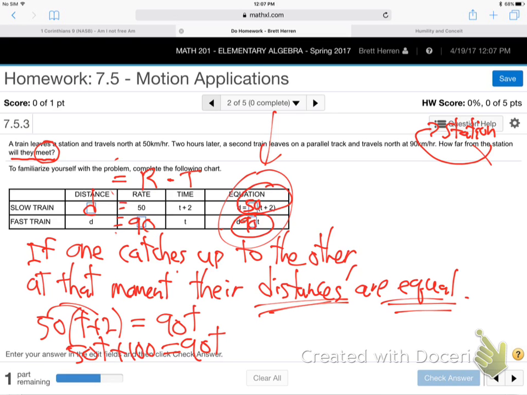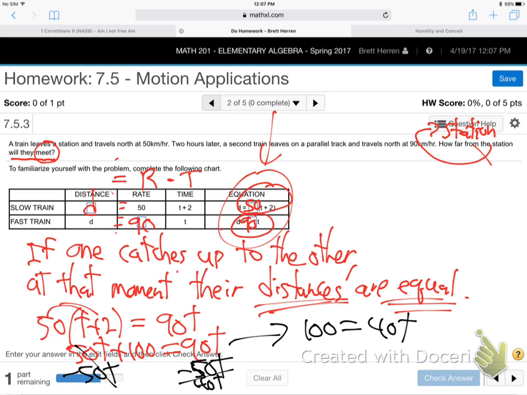Right, I just distributed. How do you solve for t? Yeah, remember when you have the letter on both sides, you get rid of one of them, so subtract 50t from both sides. Gonzo. So we get 100 equals 40t. Is that good? 90 minus 50 is 40t. Divide by 40. What is that, 2.5? Yeah. Time is 2.5. That's what they want.